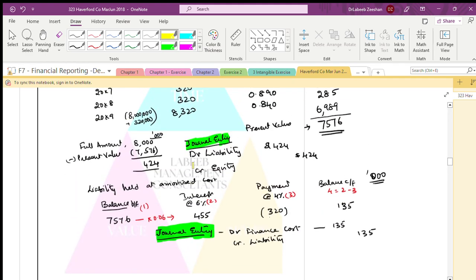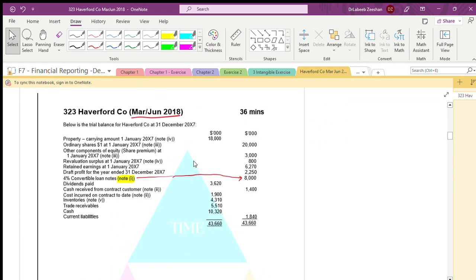Let's see what information has been given in the trial balance regarding the contract. See what they have said. It is note 2. They have received 1.4. They are talking in terms of cost incurred on contract to date, which is 1,900. Is anything there with respect to contracts? No. The same information is given.